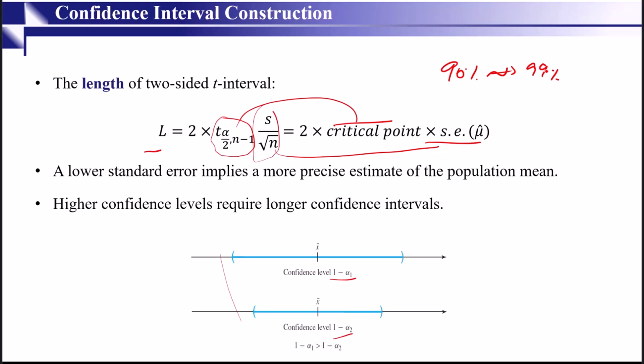The length of the two-sided t-interval is proportional to the standard error of mu hat. As the standard error of mu hat decreases, where mu hat equals x bar, x bar becomes a more accurate estimate of mu. It means a more accurate estimate of mu allows the experimenter to eliminate more values of mu from contention. The length of the confidence interval also depends on the confidence level that we have. As the confidence level increases, the length of the interval also increases, as you can see here. It also depends on the critical point that we have defined here.